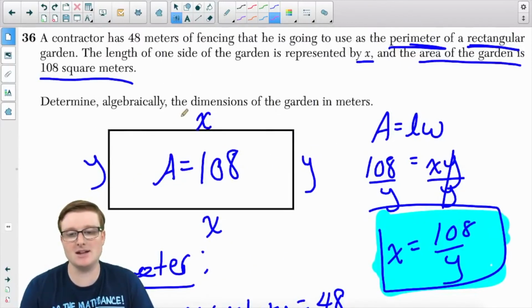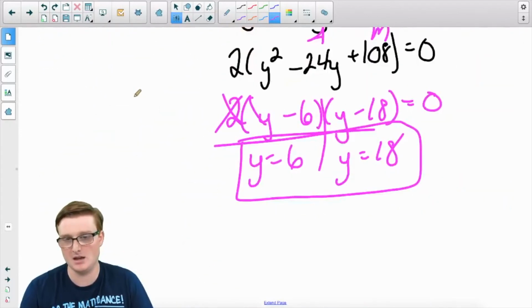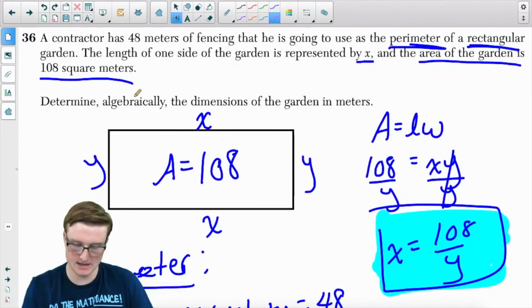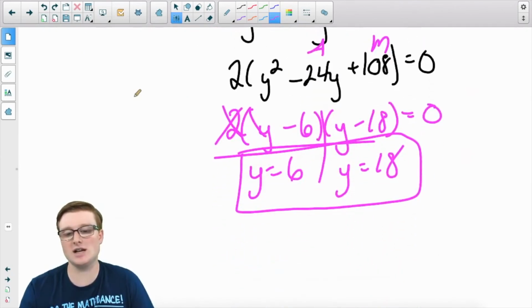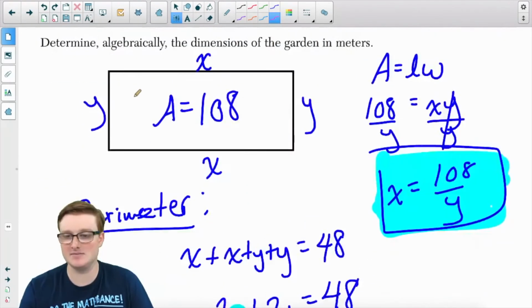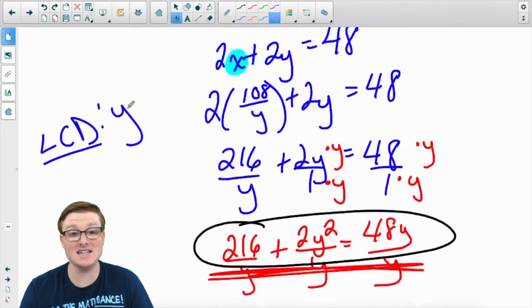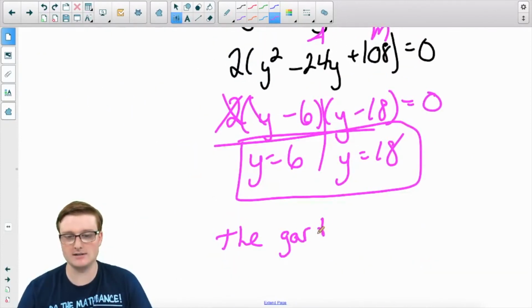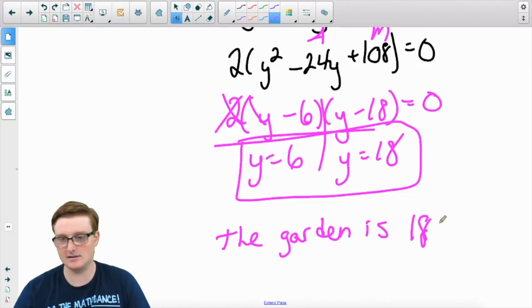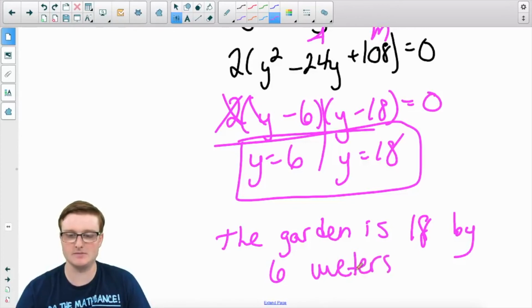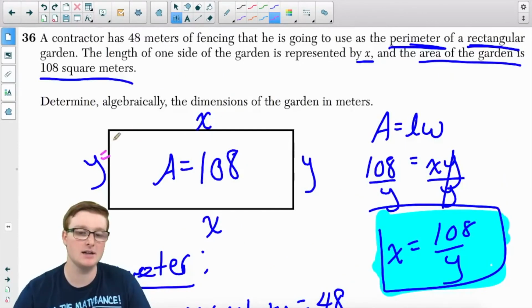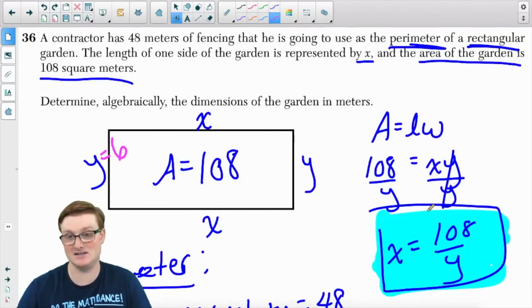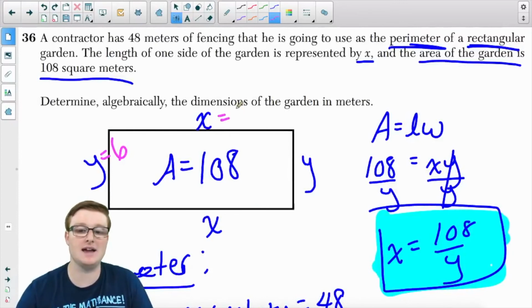Now, it's saying here, determine algebraically the dimensions of the garden in meters. Well, your Y value can be 18 and 6. But the problem with this, ladies and gentlemen, is, are those your dimensions? Yes, they are. Because one of those values, like 18, is actually a dimension of the garden as well. So your answer is the garden is 18 by 6 meters. And that's it. If you take 6 and you put it up here, this could be 6. Now, if you take 18, no, I'm sorry, yes. If you take 18, that is your X up here. Because that's your length, that's your width.